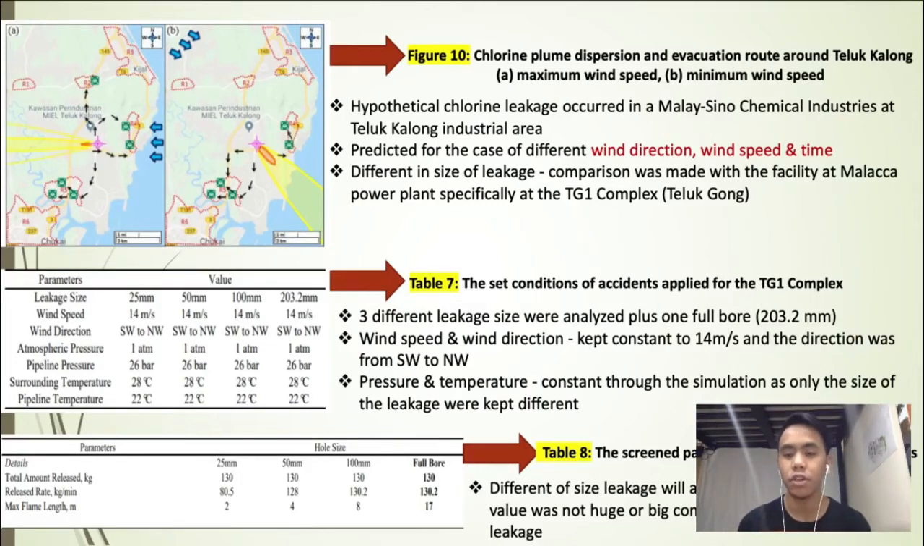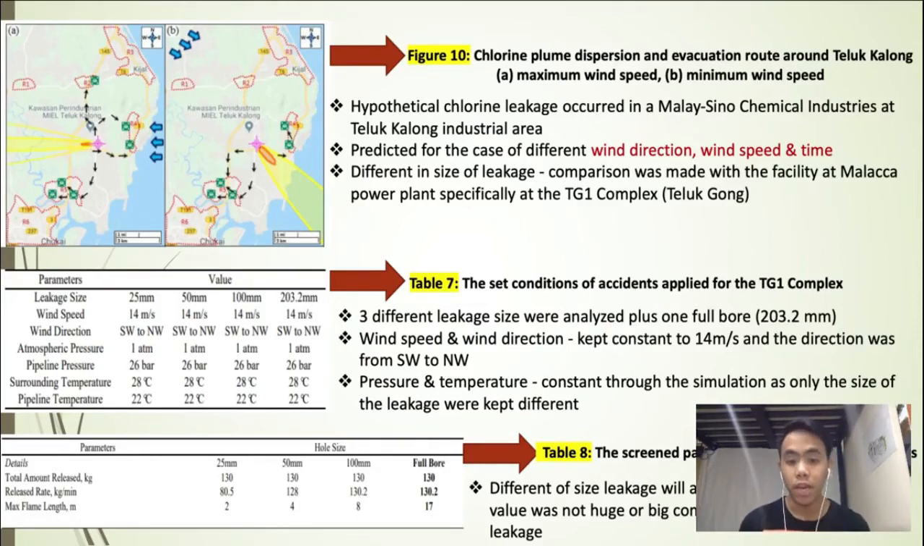Having a second scenario with wind direction, wind speed, and time. Lastly is the different size of leakage, compared to the facility of Malacca Power Plant. For Table 7, you can see the parameters that were set that apply to the TG1 complex. Firstly is the 3 different leakage sizes, which are 25 mm to 203.2 mm.